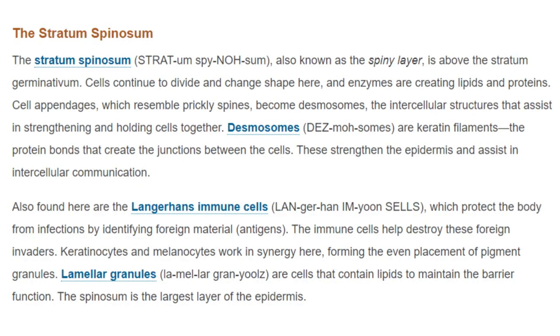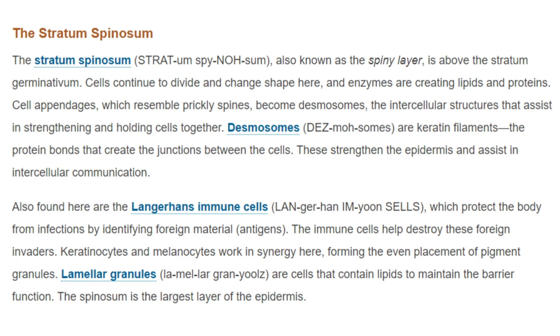The stratum spinosum. The stratum spinosum, also known as the spiny layer, is above the stratum germinativum. Cells continue to divide and change shape here, and enzymes are creating lipids and proteins. Cell appendages, which resemble prickly spines, become desmosomes, the intercellular structures that assist in strengthening and holding cells together. Desmosomes are keratin filaments, the protein bonds that create the junctions between the cells. These strengthen the epidermis and assist in intercellular communication.